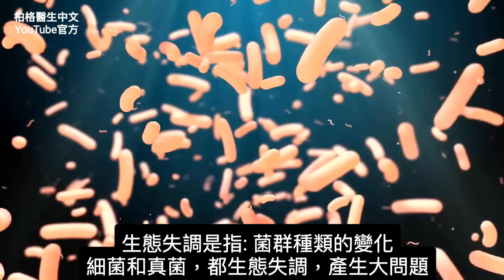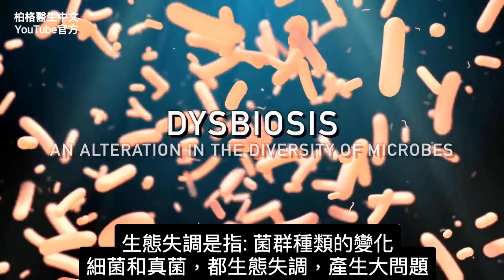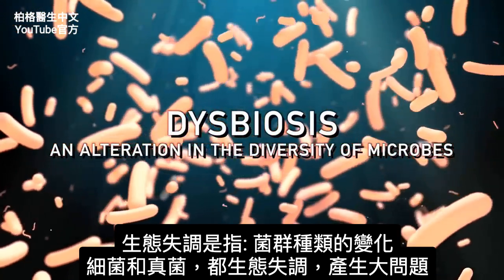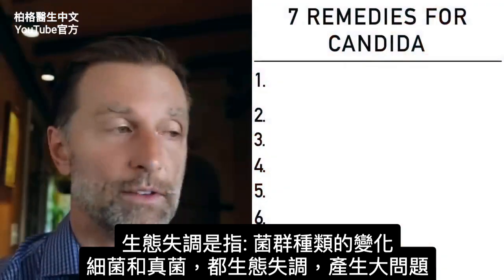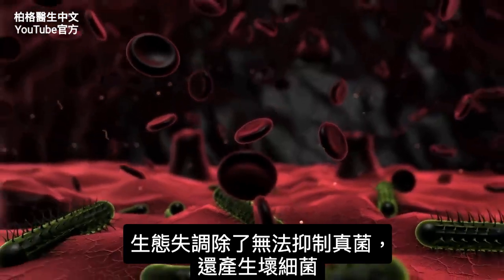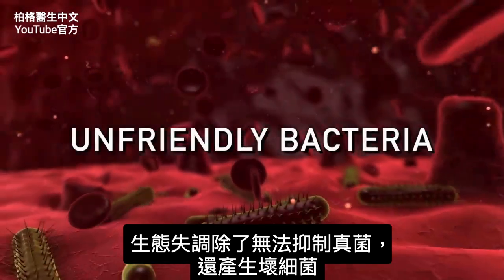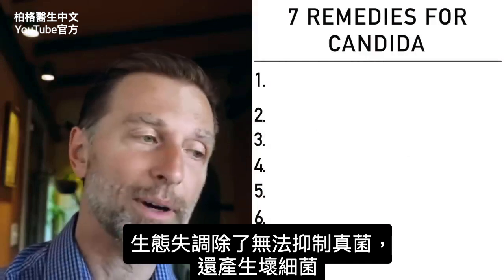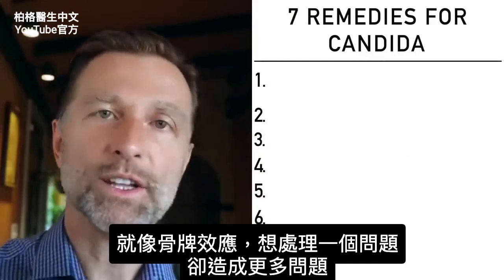And so we talk about dysbiosis, which is an alteration in the diversity and the type of microbes for bacteria. You also have dysbiosis of the fungus as well. So you can have a big problem. And now they develop, as a side effect, unfriendly bacteria, not to mention resistance to the fungicide, but other problems too. And so it's really a circular thing.